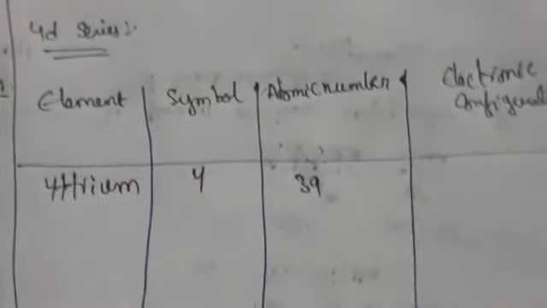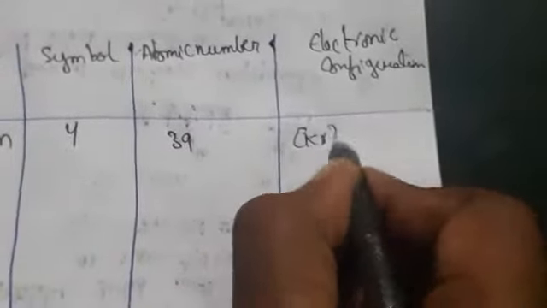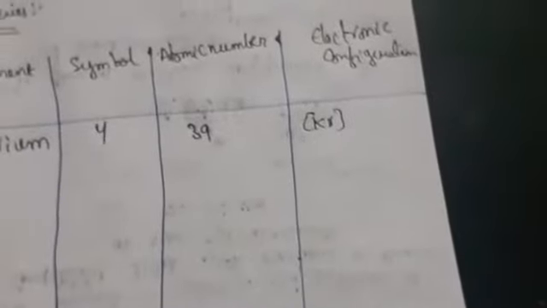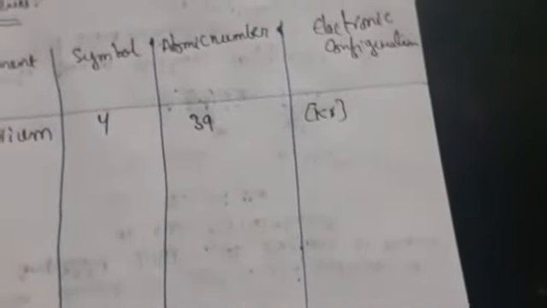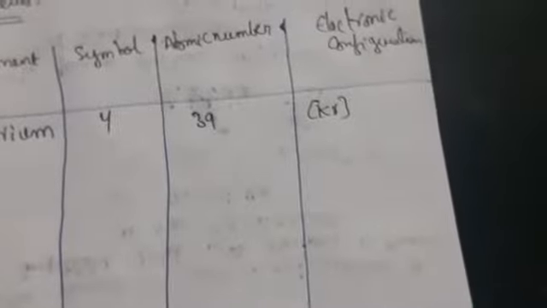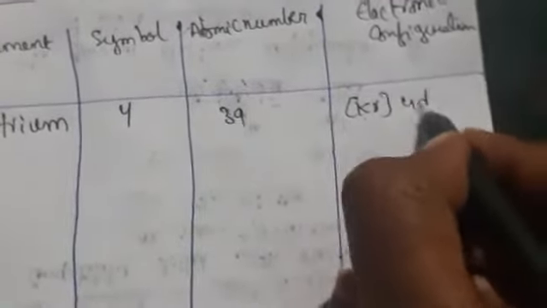The configuration we are going to get for this is krypton. So what is the krypton configuration? If you have seen the noble gas elements, they obey complete octet configuration: helium, neon, argon, krypton, xenon, radon. In the same way, here we take krypton, which has atomic number 36, and here we get 4d1 5s2. Same like this only.